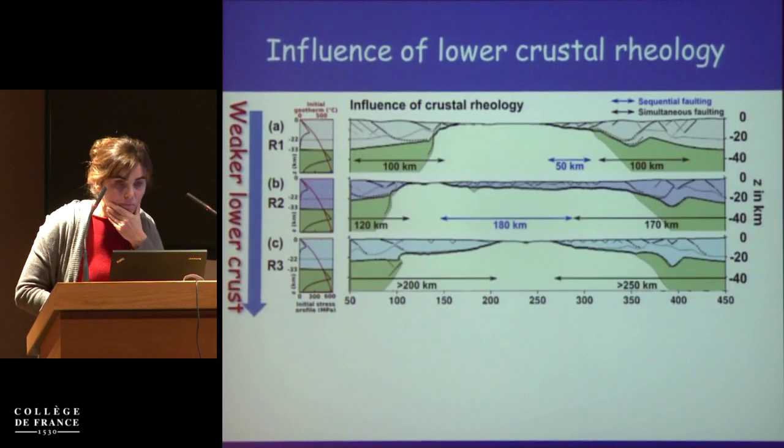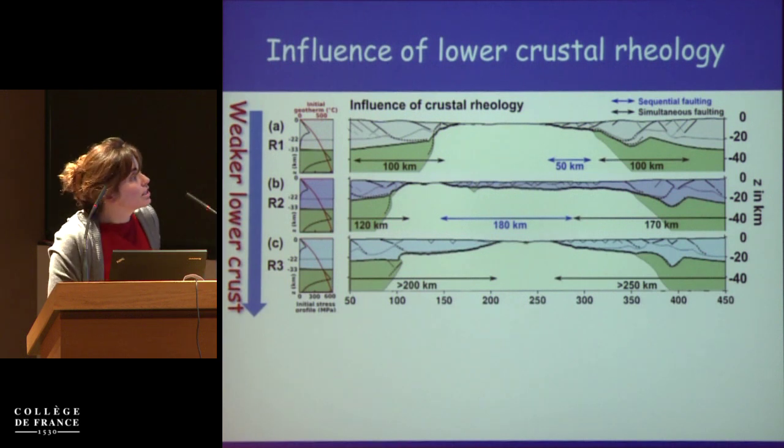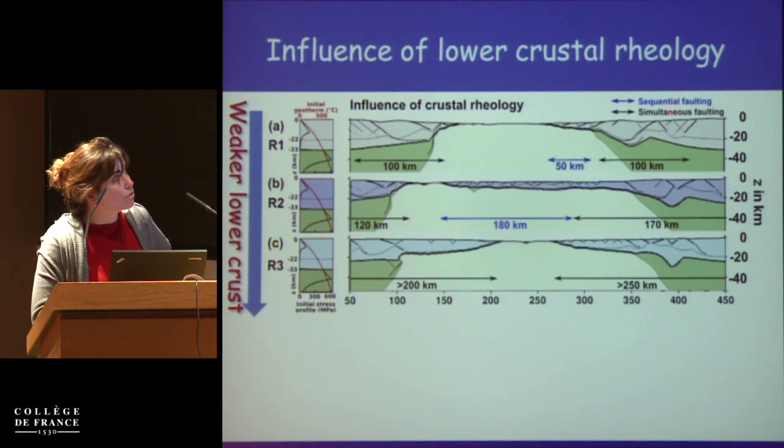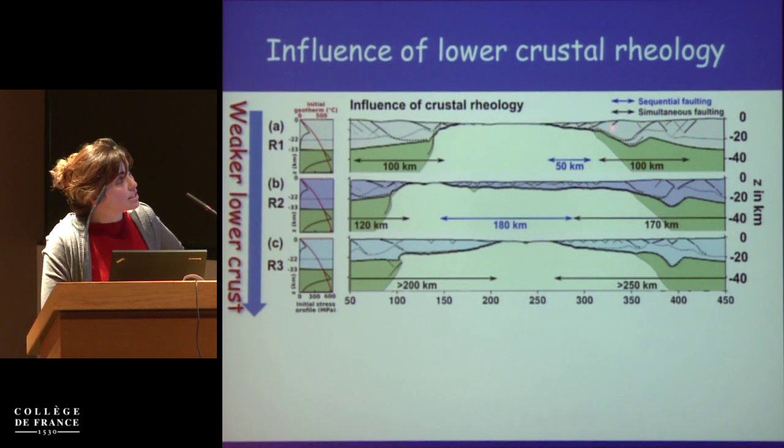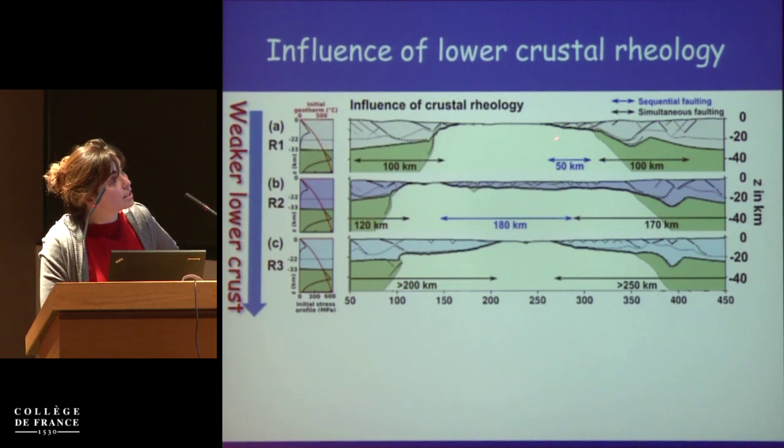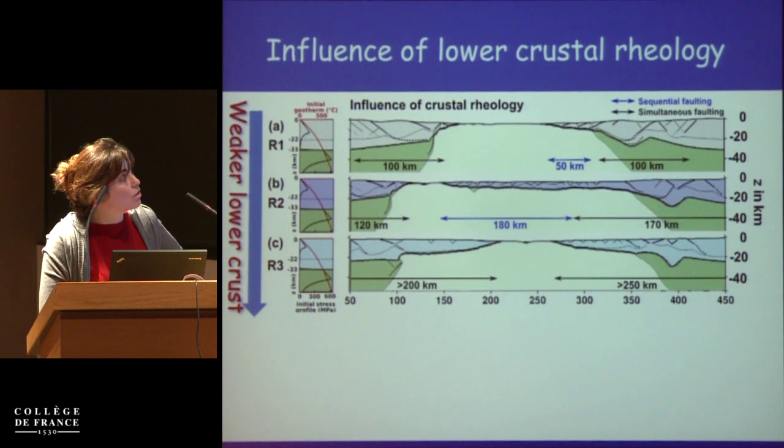So the initial lower crustal rheology has, of course, also an effect on the width of these margins. If the lower crust is stronger, then the phase of distributed faulting is shorter and of sequential faulting as well, because crustal thinning is more effective. If the lower crust is weaker, the phase of distributed as well as the phase of sequential faulting is much longer, leading to a much longer wide margin.